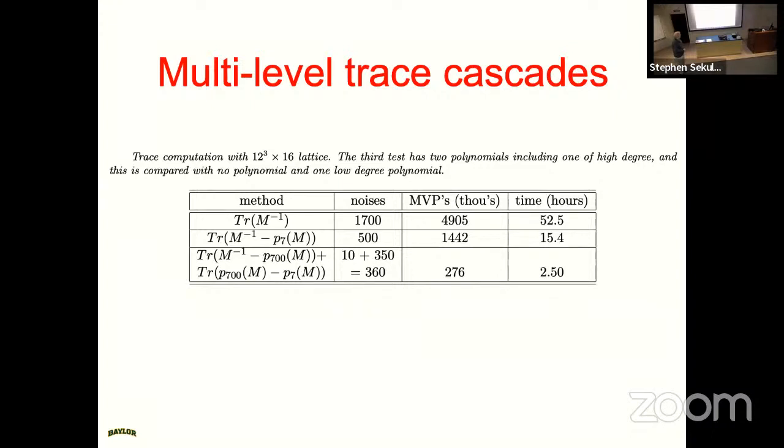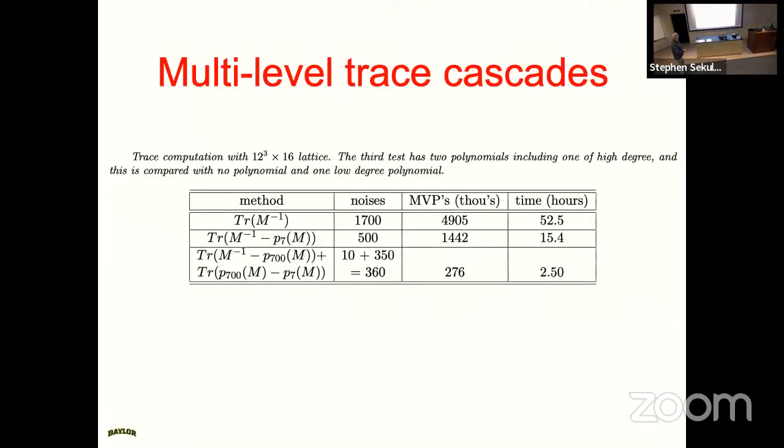How many noises do you need for this? You need more, 350. But look at the times, they're reduced significantly. What we find is that for large systems, this is 12 cubed by 16, not very large. But for large lattice systems, you need more than 2 levels. We've been investigating some 3-level systems.